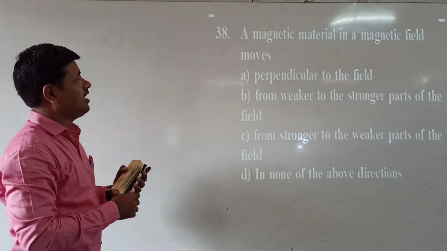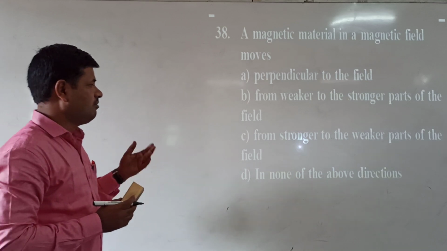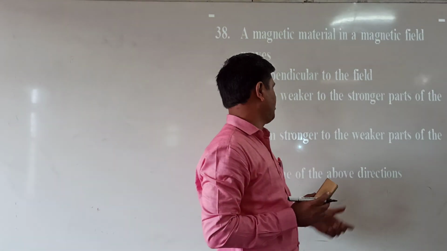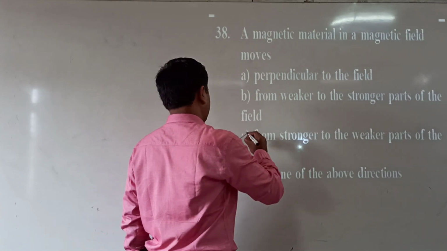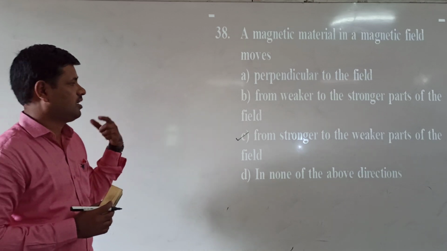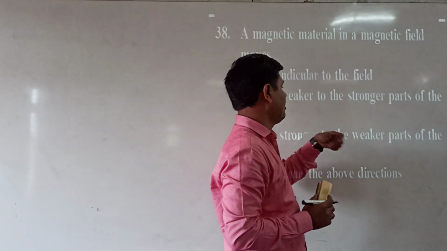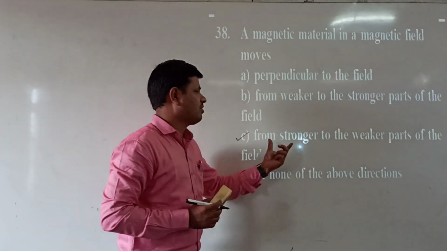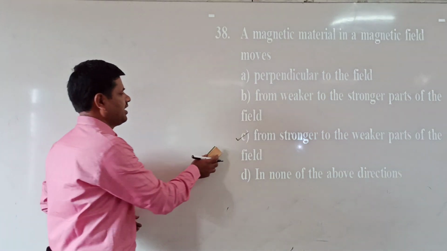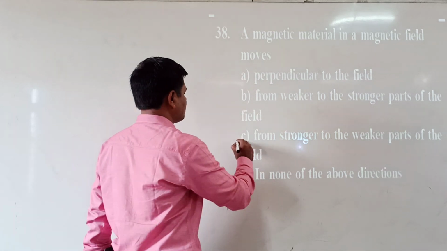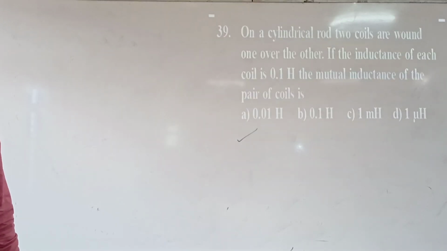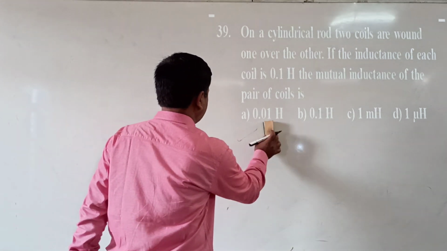Next we come to question number 38. A magnetic material in a magnetic field always moves from the stronger to the weaker part of the field. Here, a diamagnetic material, suppose, moves from weaker to stronger part, but a magnetic material moves from stronger to weaker part of the field. Question number 38, which option is correct here? C option is correct.